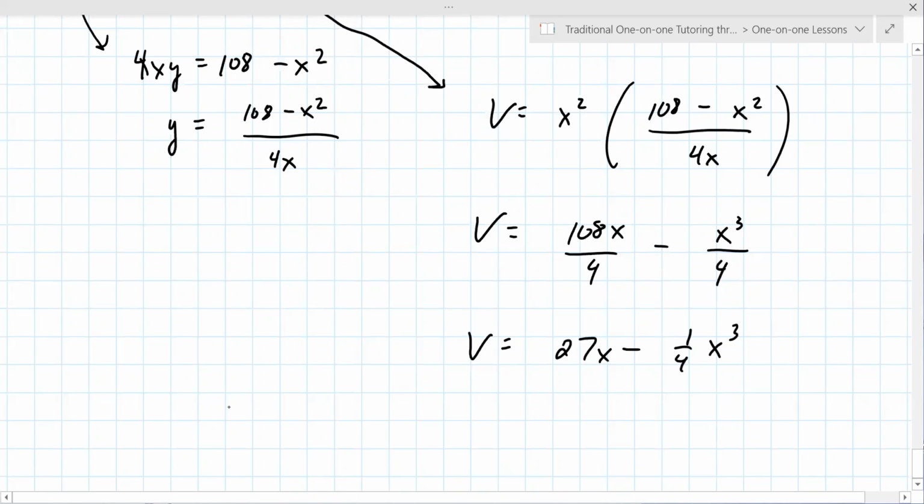The reason you do all this is because you are going to take the derivative. And the simpler this is, the easier it is to take a derivative. In all of these optimization problems, you always take a derivative and then set it equal to 0. So the derivative here is 27 minus 3/4 x squared. You set it equal to 0 and solve for x.